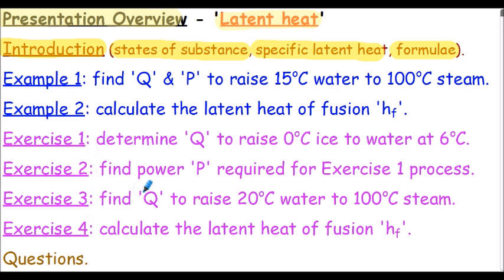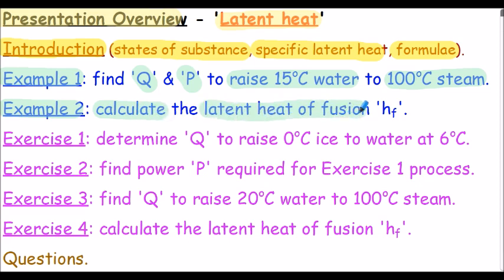So example 1, we're asked to determine the heat energy Q and the power P required to raise 15 degrees C of water to steam at 100 degrees C. Example 2, we're asked to calculate the latent heat of fusion, denoted as HF, using a heat energy balance. Then we have the exercises.